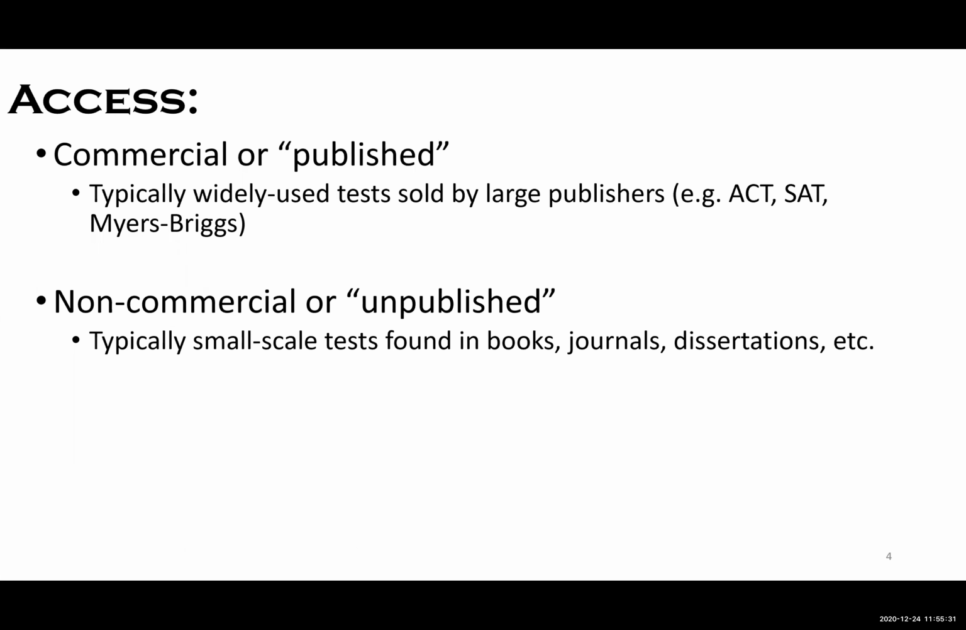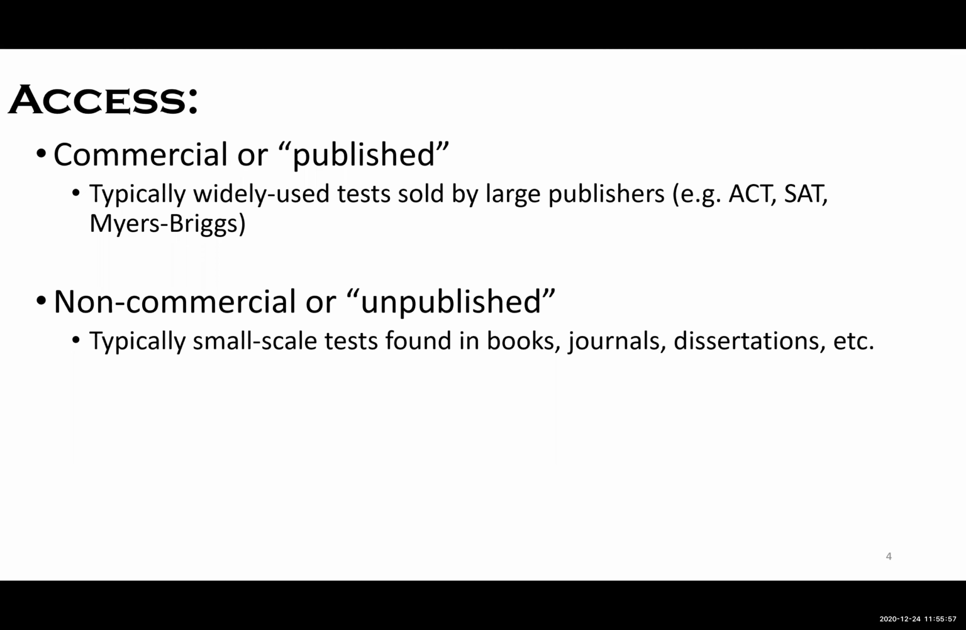Another way to look at measurement instruments is to categorize them by access. One category is called commercial or published tests. These are tests such as the ACT or the SAT for entrance into college, or the Myers-Briggs Type Indicator, which is a personality or psychological type instrument. These instruments are only available for sale from specific publishers.